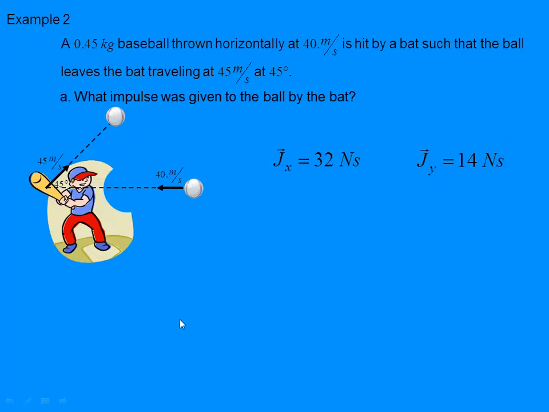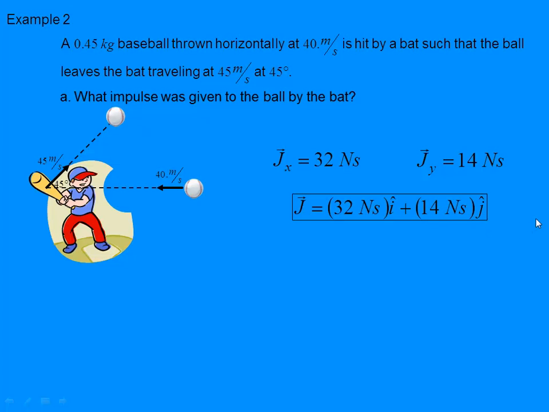We can write this in two ways. Here it is in unit vector notation. The impulse given to the ball by the bat is 32 Newton seconds I cap plus 14 Newton seconds J cap.